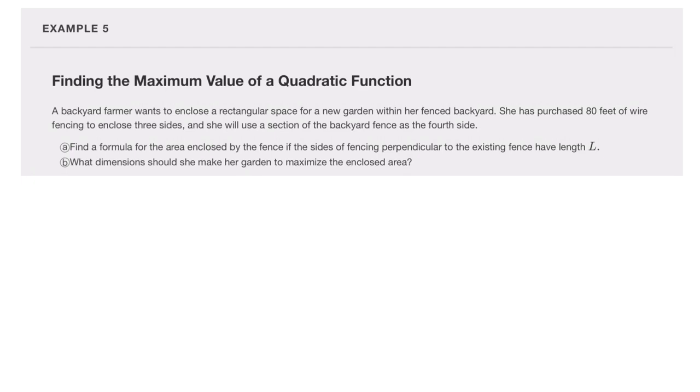A backyard farmer wants to enclose a rectangular space for a new garden within her fenced backyard. She's purchased 80 feet of wire to enclose 3 sides, and she will use a section of the barnyard fence as the 4th side.